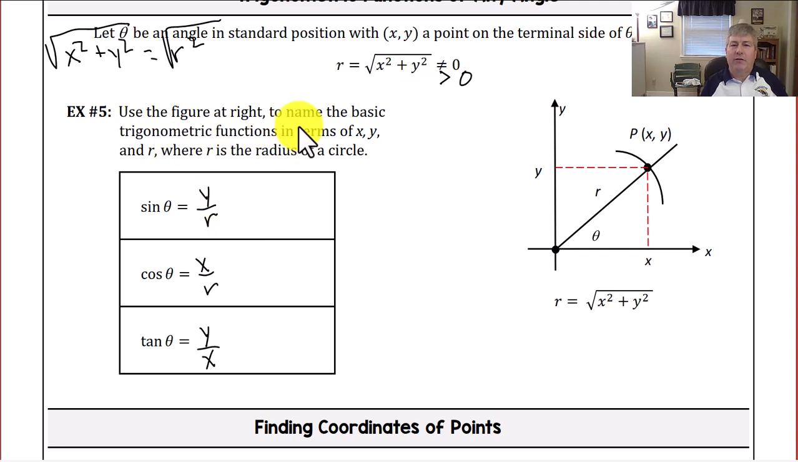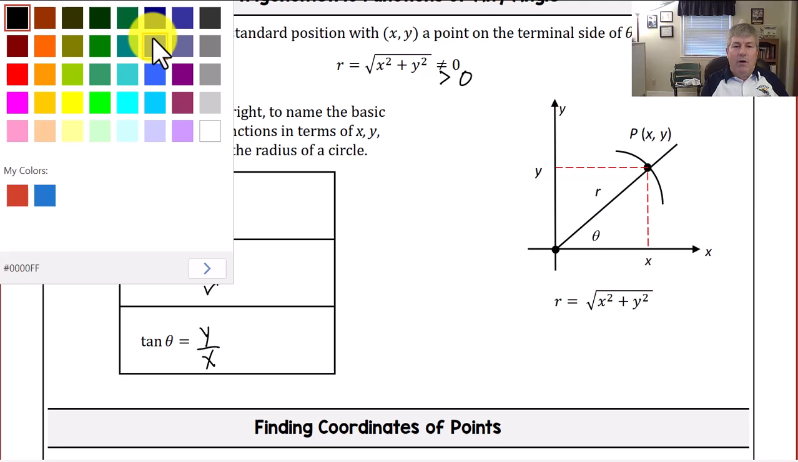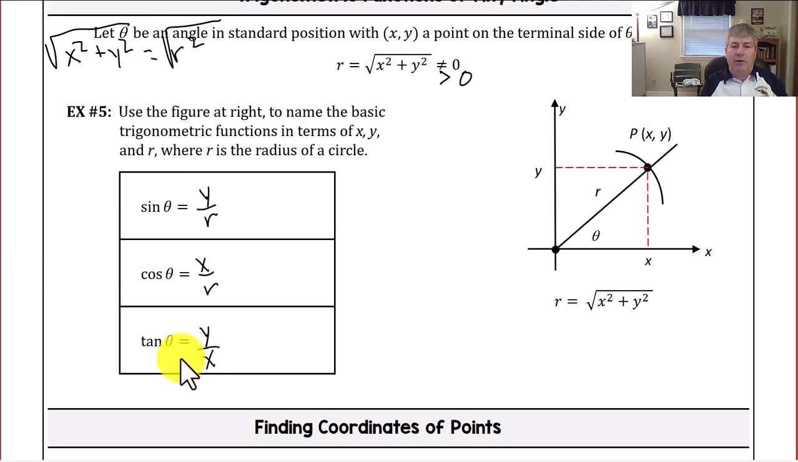Example 5 says use the figure at right to name the basic trig functions in terms of x and y and r, where r is the radius of the circle. So we've got the semblance of a circle here going through point x, y, where r is equal to the square root of x squared plus y squared. Well, we know that the sine of theta equals y over r. We know that the cosine of theta equals x over r, and we know the tangent of theta is y over x. But if we multiply both sides by r, we can isolate y. We can say y is equal to r times the sine of theta.